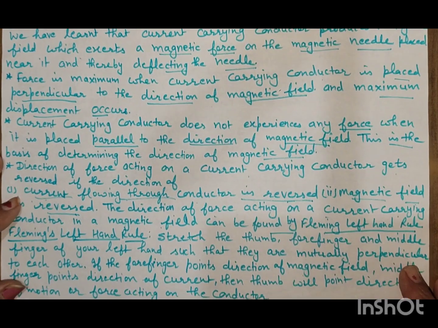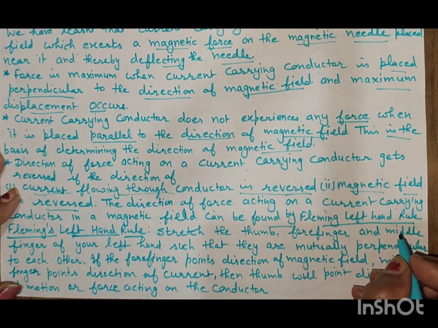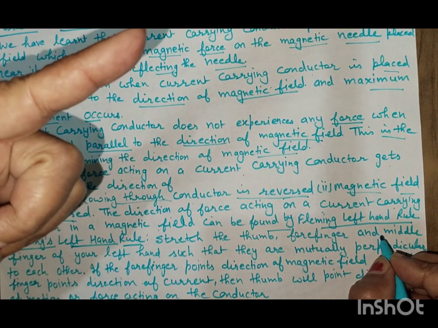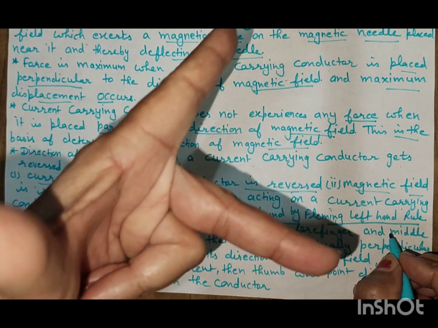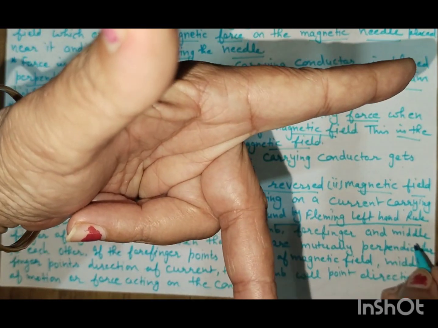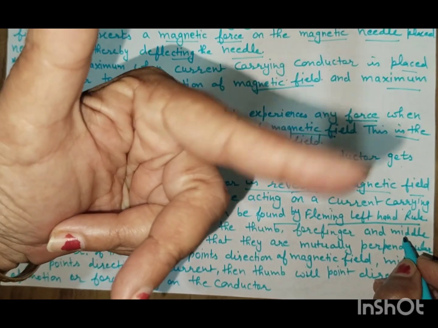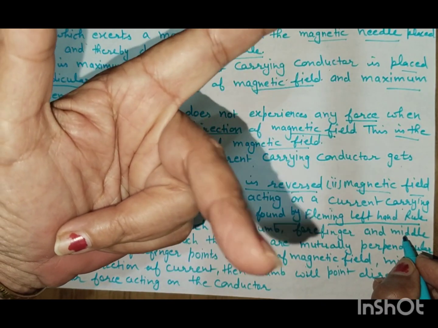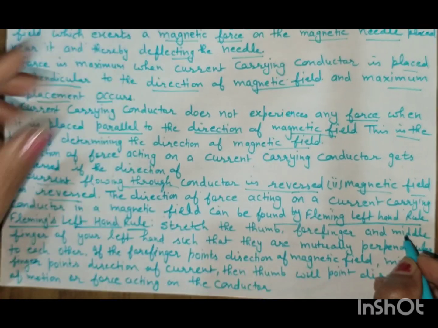Fleming's left hand rule. Stretch your thumb, forefinger and middle finger of your left hand in such a way that they are mutually perpendicular to each other. Forefinger means field, middle finger means current, and thumb means the direction of force.